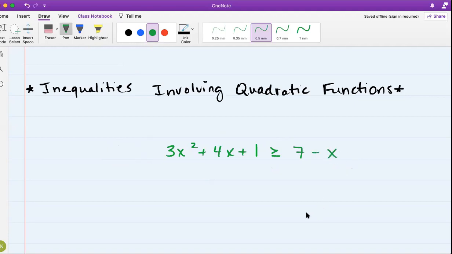So the idea here is we want to find all the values of x where we can plug them into the left-hand side and plug them into the right-hand side and get a true statement. So for example, if we plug in 1 here and we plug in 1 here and we simplify, and we get something that's greater than or equal to whatever's on the right-hand side, then that's a value that works for this inequality. So we're trying to find all of the values that would satisfy this inequality. So that's what we're going to look at today. And the way we're going to solve this is by graphing.